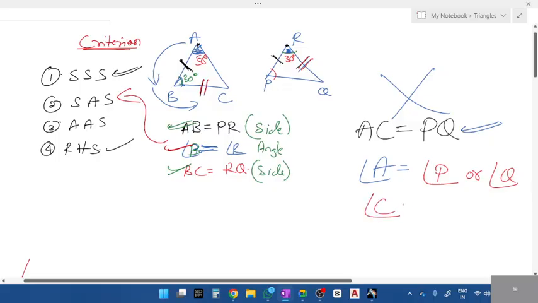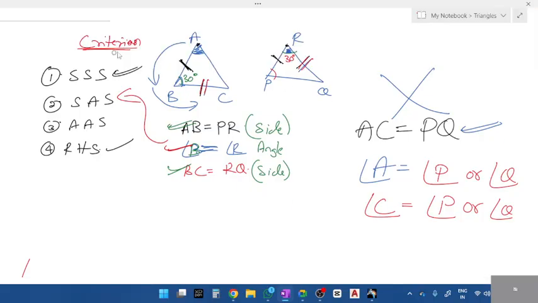The next, what about angle C? Can you tell me angle C? It can also be equal to angle P or angle Q. Okay, unless and until they don't give, we cannot assume. But definitely any one angle will be equal to any one. For example, if angle A is 50 degree, angle P can be 50.